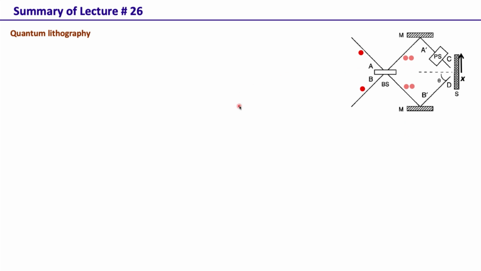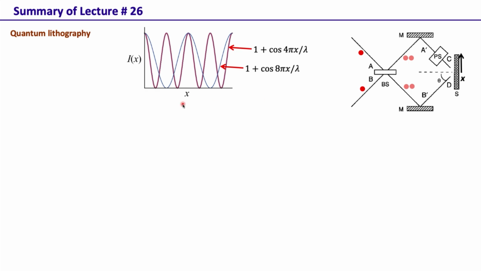In the Hong-Ou-Mandel effect, we have two photons coming at a beam splitter, getting bunched and then going either in this direction or in that direction. Using such a state, we saw that one can write a pattern on a substrate which is twice as dense as one would be able to write with a single photon state or just classical light with the same wavelength.